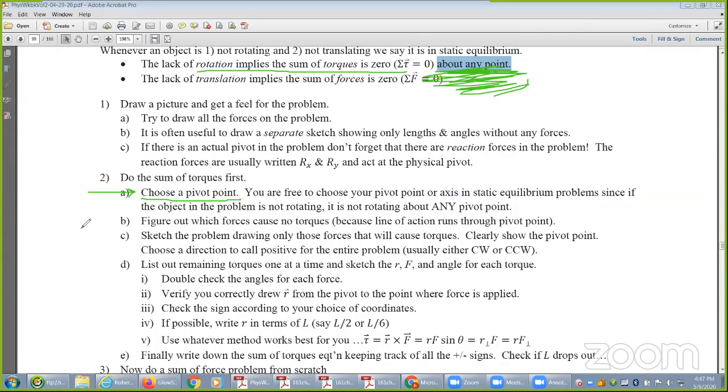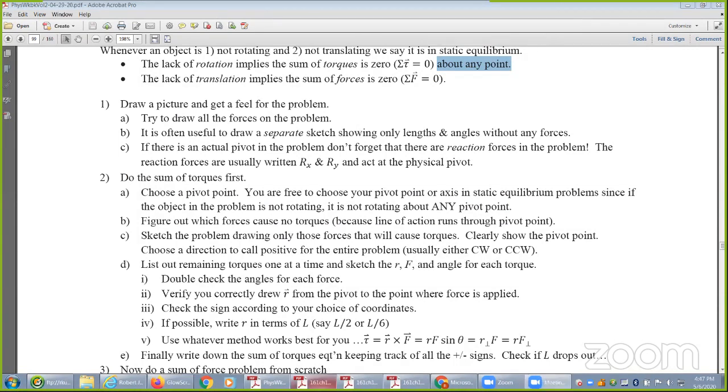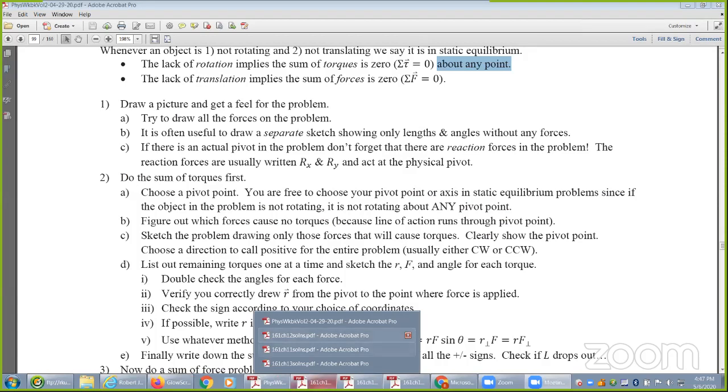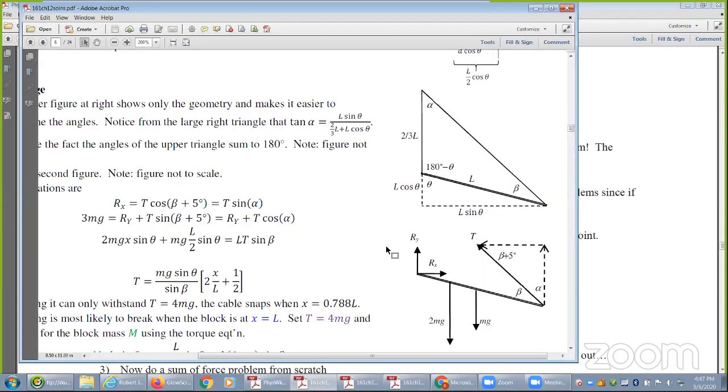So there's a tip when you're choosing your pivot point. I'm going to go to my other problem here. You could choose a pivot point. Whoops, sorry. I'm going to give the screen a second to catch up here.